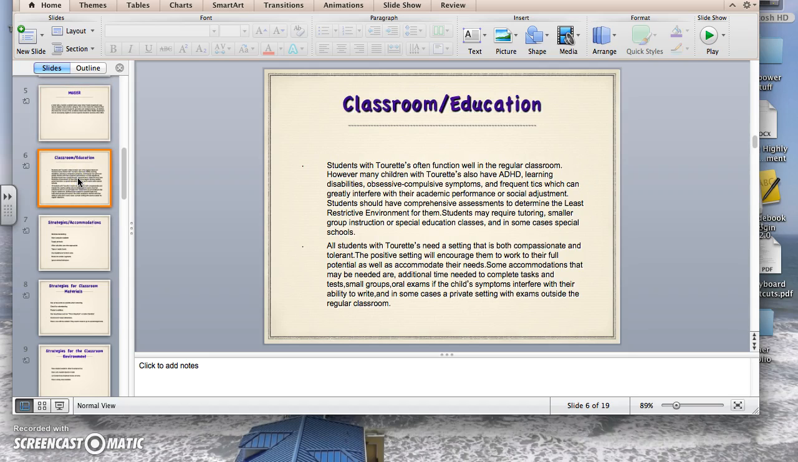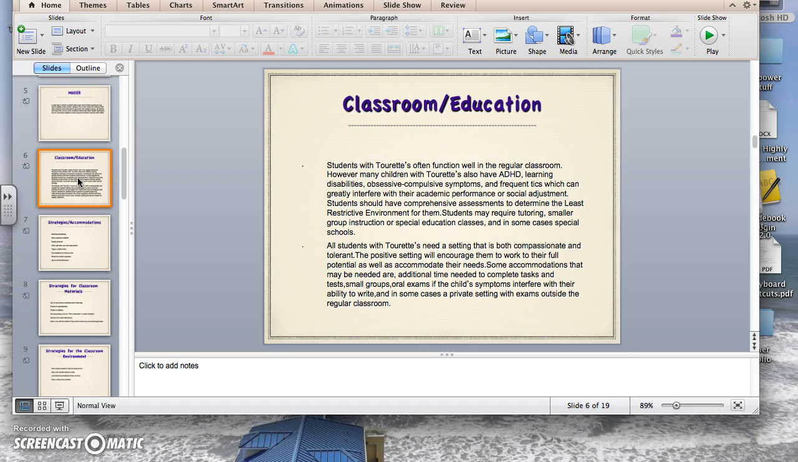Classroom and education. Students with Tourette's often function well in the regular classroom. However, many children with Tourette's also have ADHD, learning disabilities, obsessive-compulsive symptoms, and frequent tics, which can greatly interfere with their academic performance or social adjustment. Students should have comprehensive assessments to determine the least restrictive environment for them. Students may require tutoring, smaller group instruction, or special education classes, and in some cases, special schools. All students with Tourette's need a setting that is both compassionate and tolerant. The positive setting will encourage them to work to their full potential as well as accommodate their needs.